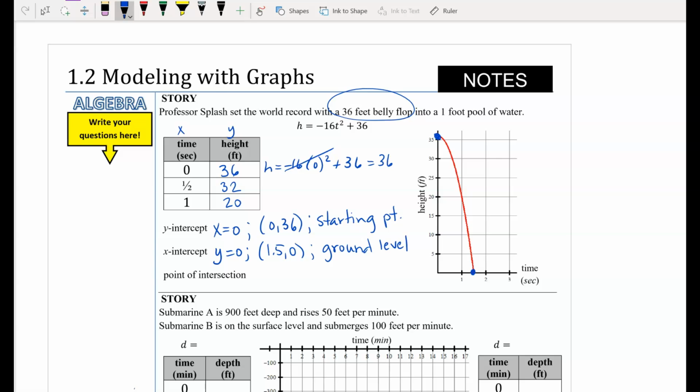The point of intersection is where two or more graphs cross. So if we were to illustrate our 1-foot pool of water, 0 is ground level, so at about 1 foot that could represent the water level. So he hits the water and then almost immediately hits the ground as well. So where those two graphs intersect is the point of intersection. So it's roughly at 1.4 for the x value, and then we know that that y value is 1 foot.